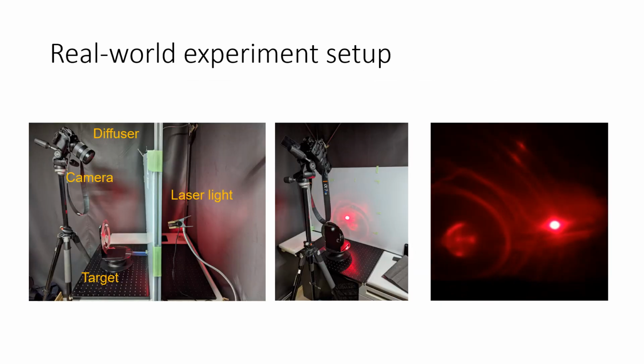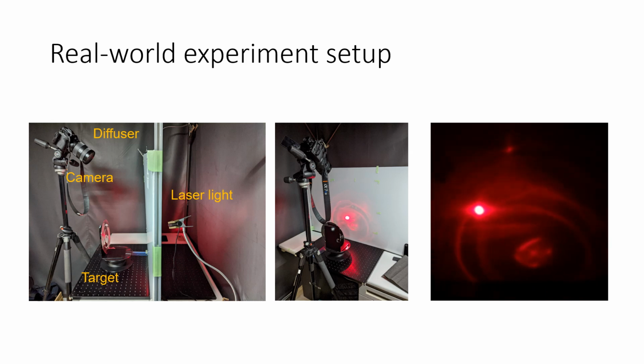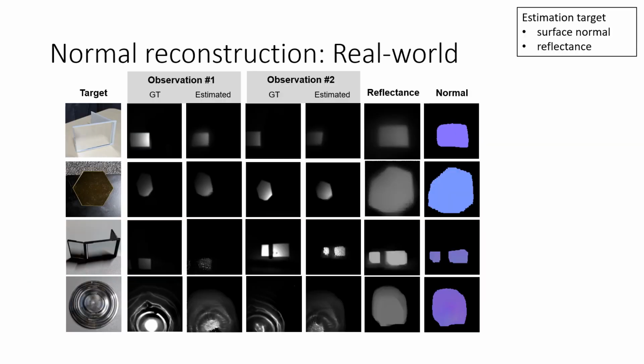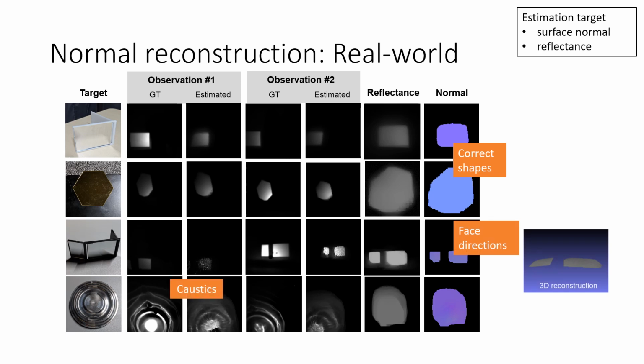This is the setup for the real-world experiment. You can see the reflected pattern is different for the different light positions. Normal estimation results for the real-world experiment. The results show the proposed method successfully reconstructs the object shapes, and face directions are reasonably estimated. Also, it is possible to reconstruct complex shapes, which create caustic patterns.